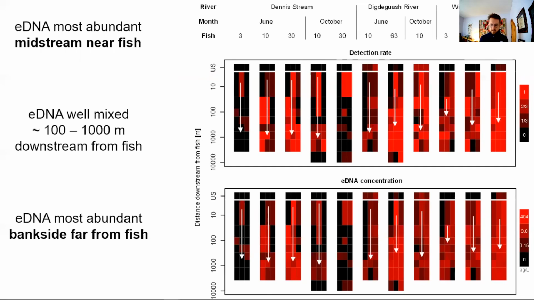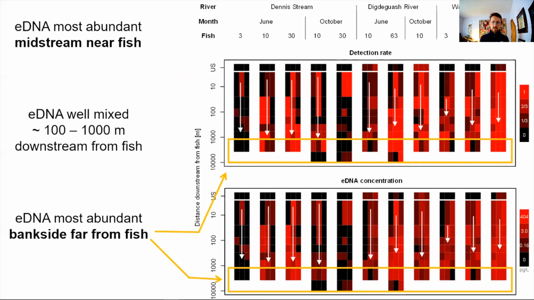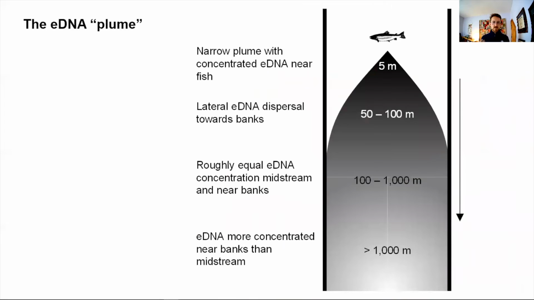And then when we get really far downstream from the fish, so say greater than 1,000 meters, we see that we're actually finding more eDNA near the banks, giving us this sort of split or upside down Y pattern here. And of course, we modeled these patterns. We're not just doing visual analyses, and the modeling also confirms this.